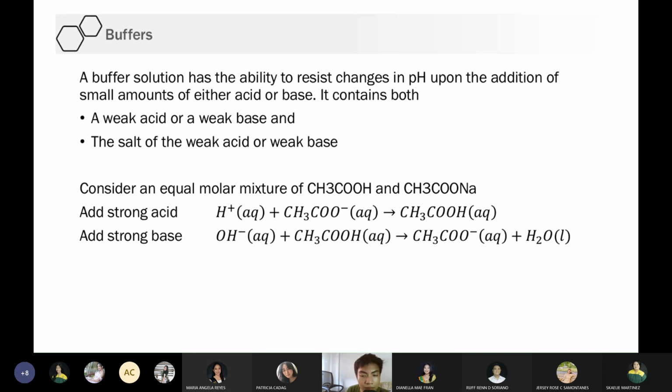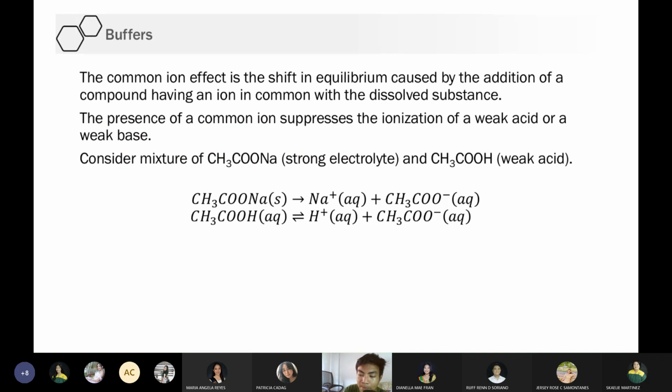Okay? So yan, buffer systems are solutions that prevent the sudden changes in the pH. Pinipigilan niya yung biglaang pagbabago sa pH when you add acids or bases. And ano yung composition ng ating buffer? So the buffer is composed of a weak acid and its salt o kaya weak base pati salt nun. Okay? So ano meaning ko sa salt? Punta tayo dito sa isang slide.